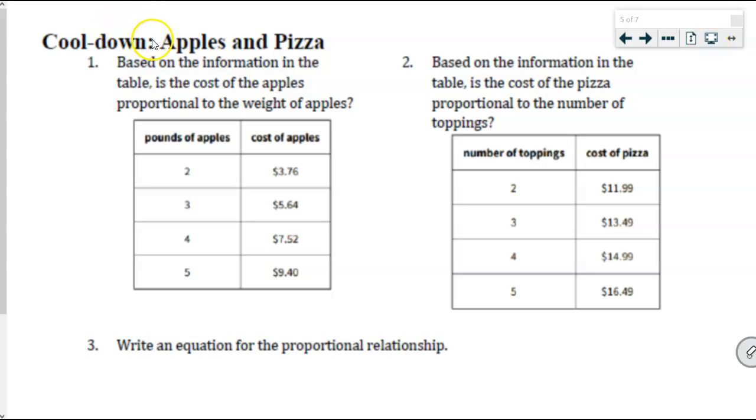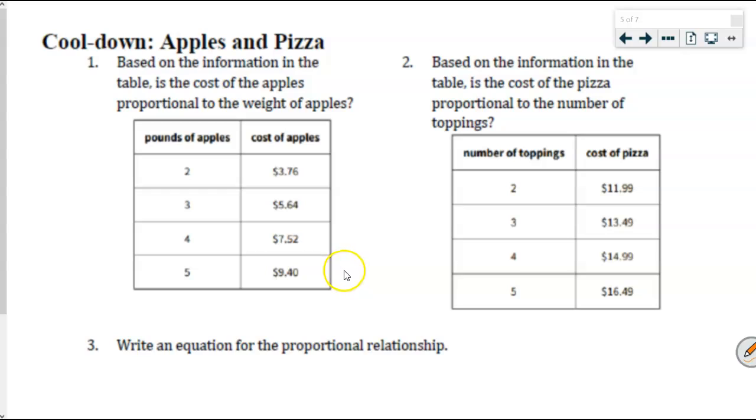In the cool down, we have a couple of different tables and a couple of different situations. Based on the information that you see, you need to determine, are these proportional relationships or not? So here we have pounds of apples, 2, 3, 4, 5, cost of apples, and these different costs. Is this a proportional relationship? Before you answer, what are some things that I should be looking for? How am I going to determine if it's proportional or not?